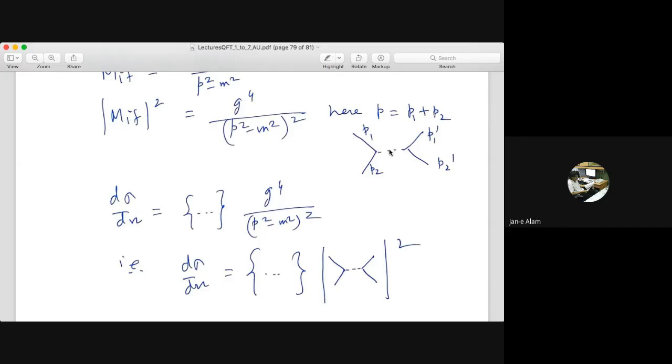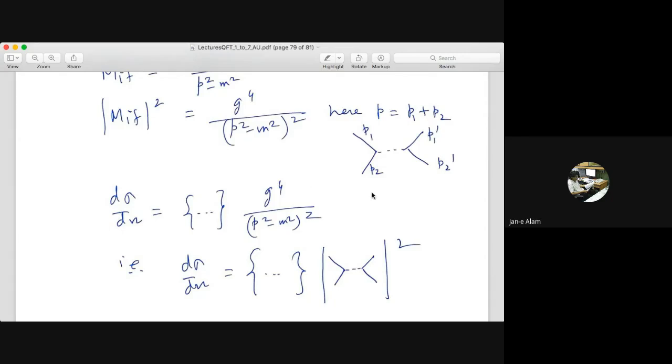This is the momentum p, but this should be p1 plus p2, because momentum has to be conserved at each vertex. So when you draw a Feynman diagram like this, energy and momentum have to be conserved. So p1 plus p2 must be equal to p, and then this p must be equal to p1 prime plus p2 prime. This p is the incident momentum with which the particles are colliding. If you don't know the mass of the particle, but you measure some cross sections and get some peak somewhere, then that will give you the clue for the discovery of new particles.